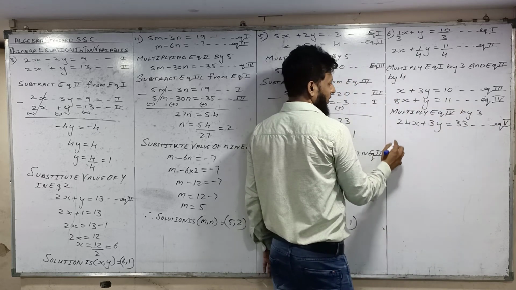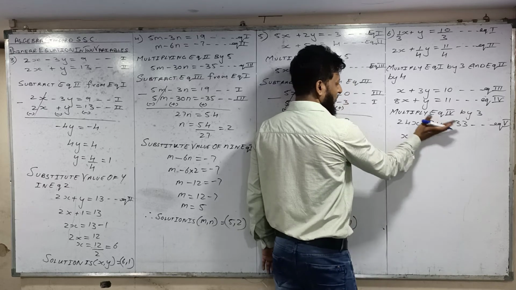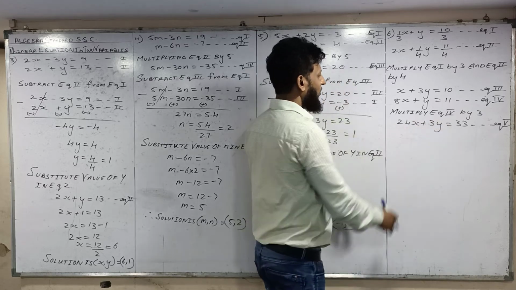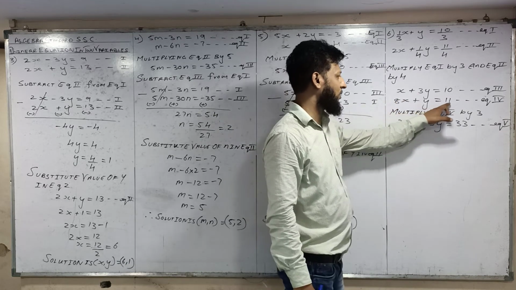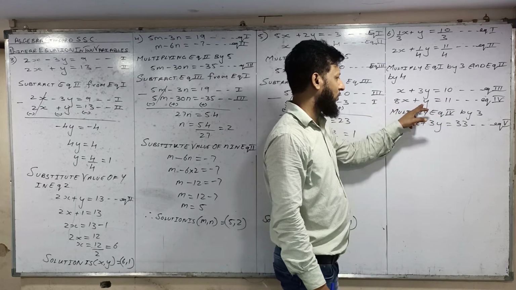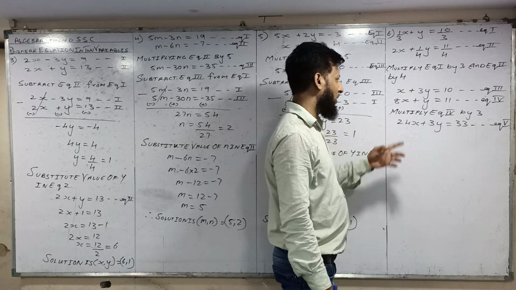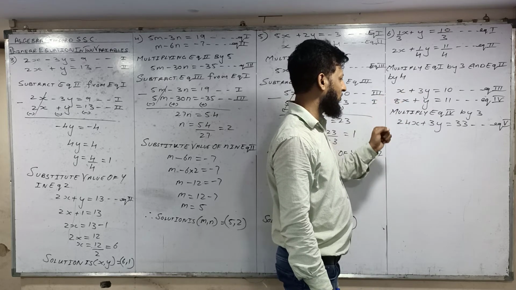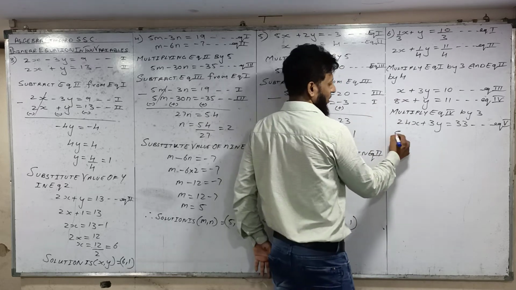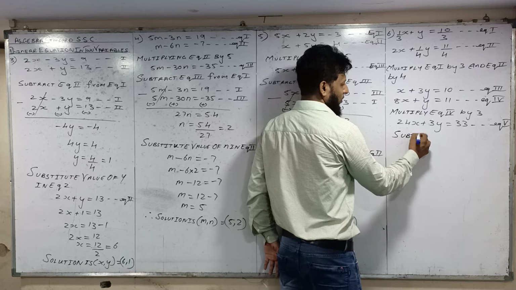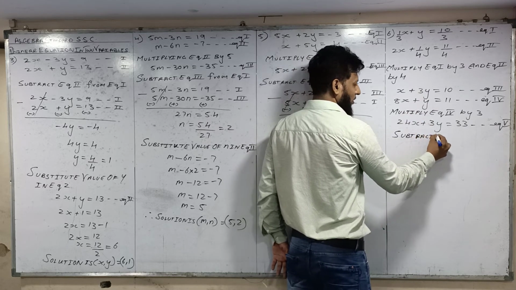So again write equation 1. Now what we have to do? Now the value is the same, here you can see plus 3y. We have multiplied this equation by 3 so that the y value will become same with 3y. So we have to subtract so that the sign can change, because 3y and 3y have the same sign.